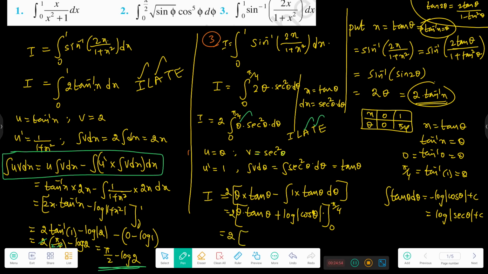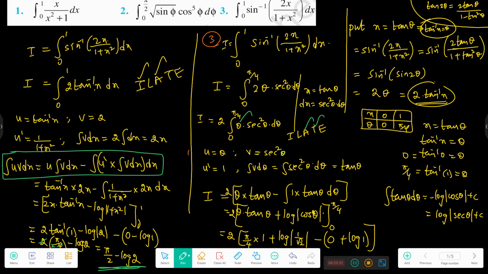2 into pi by 4 when you apply. Tan pi by 4 is 1, plus log of cos pi by 4. Cos pi by 4 is 1 divided by root 2. I am applying it directly. Minus the lower limit: tan 0 is 0, minus of plus log cos 0, which is log 1, you will be getting. If you simplify you will be getting this.